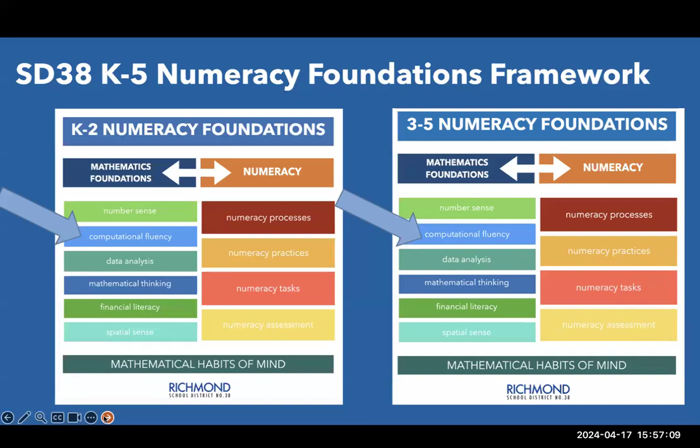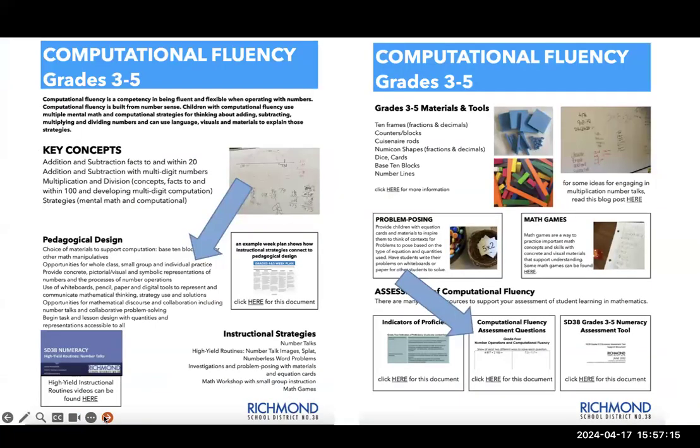In the K-2 and the 3 to 5 Numeracy Foundations framework, there's a section on computational fluency, which provides you with the key concepts, some materials and instructional ideas, some of those instructional strategies. And you can see right in the pedagogical design, it talks about opportunities for whole class, small group, and individual practice. So hopefully you've got some ideas today about what those different types of practice might look like.